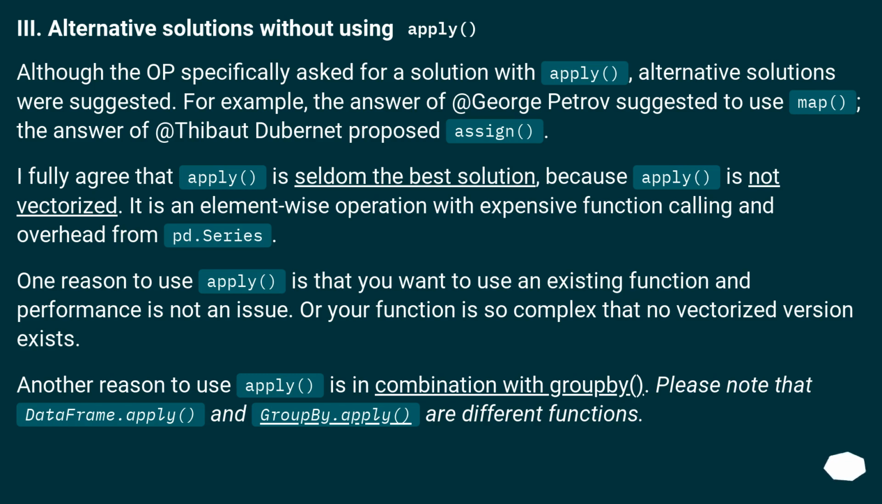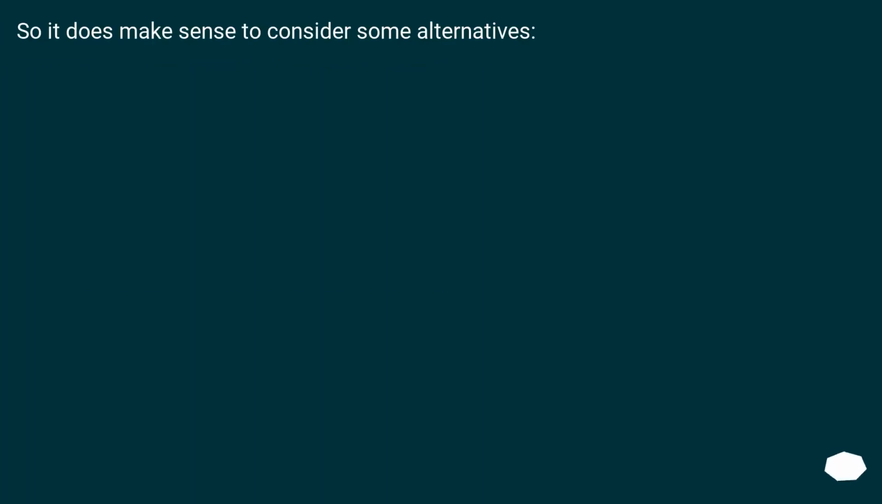One reason to use apply is that you want to use an existing function and performance is not an issue. Or your function is so complex that no vectorized version exists. Another reason to use apply is in combination with groupby. Please note that DataFrame.apply and GroupBy.apply are different functions. So it does make sense to consider some alternatives.